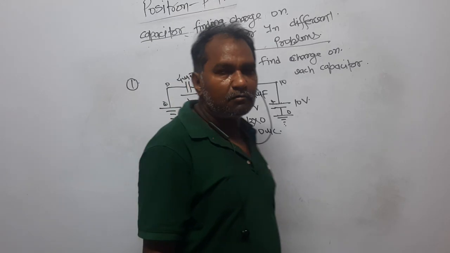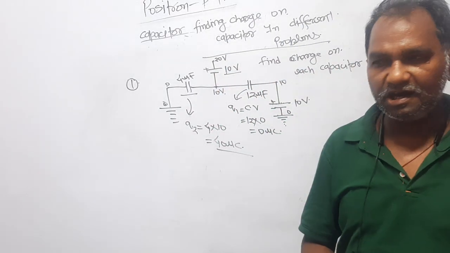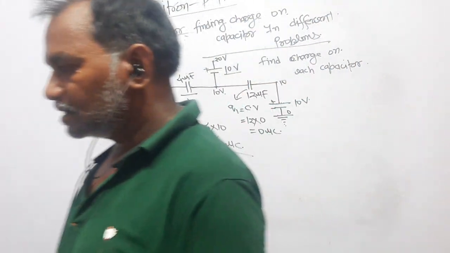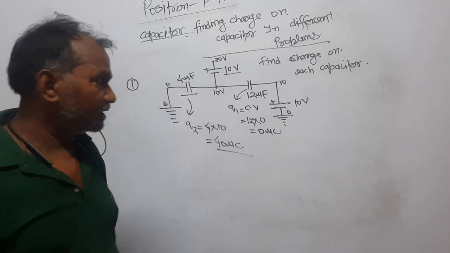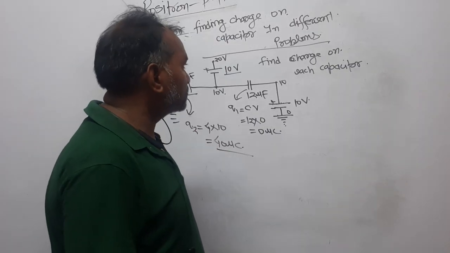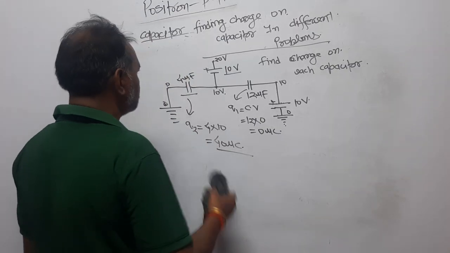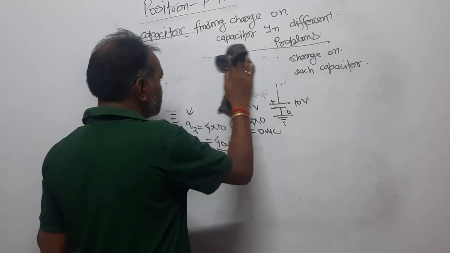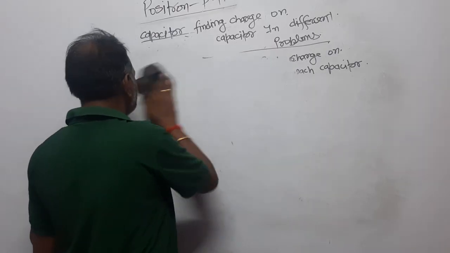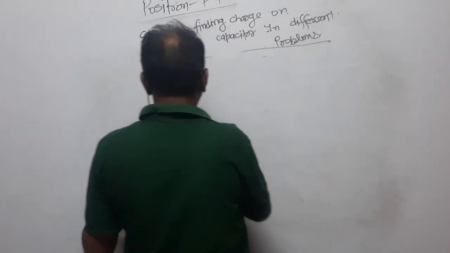So this problem might be asked in NEET or JEE Mains, right? I'm not talking about the advanced at all. So in this way you can solve for the charge on each capacitor. The 2 capacitors I have considered here, and I found the charge for these 2 capacitors.